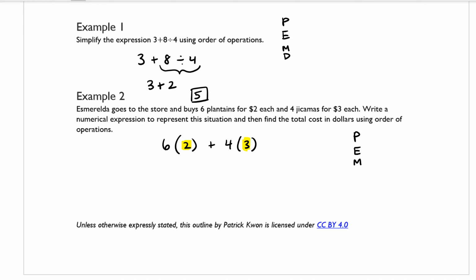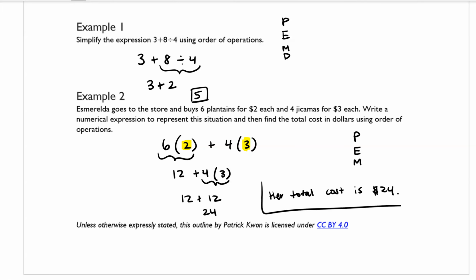Now there is multiplication, so here we have 6 times 2, which is 12. And then we have another multiplication, 4 times 3 is 12, so we'll have 12 plus 12. And finally, our last operation is addition, so 12 plus 12 is 24. And then we can say her total cost is $24.